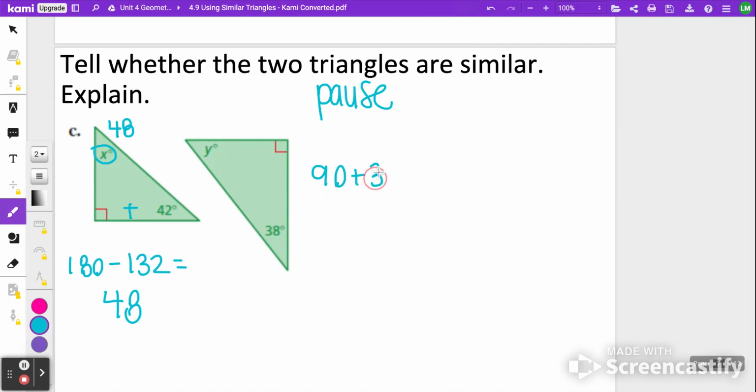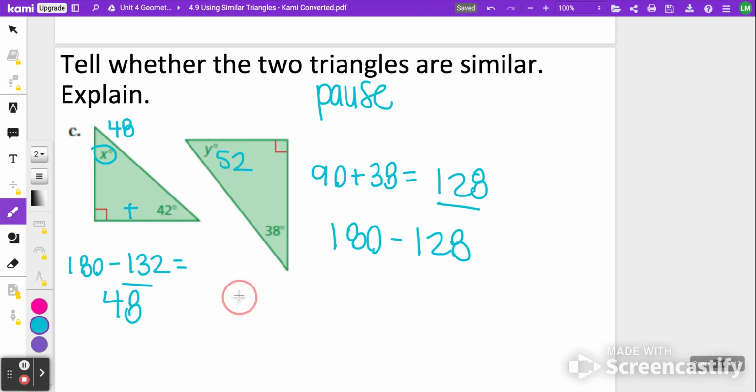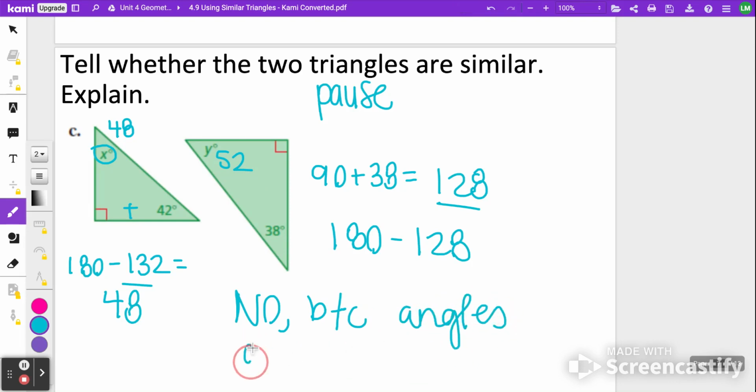This one would be 90 plus 38. 90 plus 38 is 128. So already you can see that these two numbers are different, the 128 and the 132. 180 minus 128 is 52. So in this case, we have to say no because angles aren't congruent. Okay, so sometimes it looks like they're congruent, but we want to double check and just make sure we're solving for those missing angles to prove it.